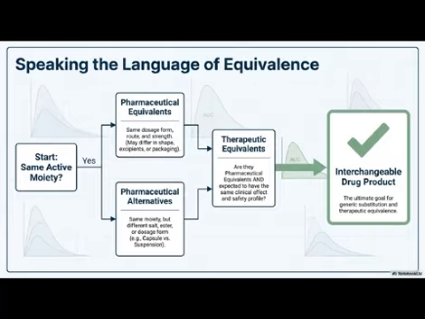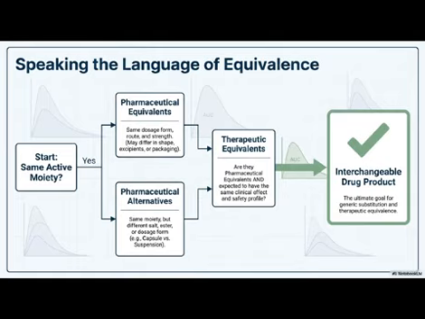This diagram outlines the journey to determining if drug products are truly interchangeable. It starts by asking if they share the same active moiety. If so, they can be pharmaceutical equivalents, meaning identical active ingredients, strength, and dosage form. To be considered therapeutic equivalents, these pharmaceutical equivalents must also demonstrate the same clinical effect and safety profile in patients. The ultimate goal is an interchangeable drug product, signifying it meets all these stringent criteria for safe and effective substitution, particularly relevant for generic medications.